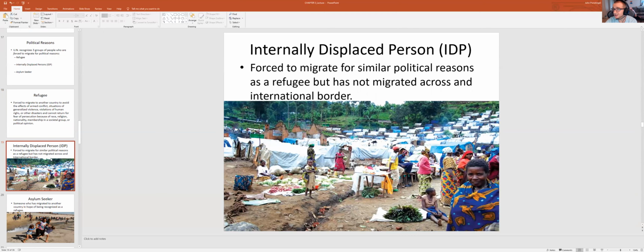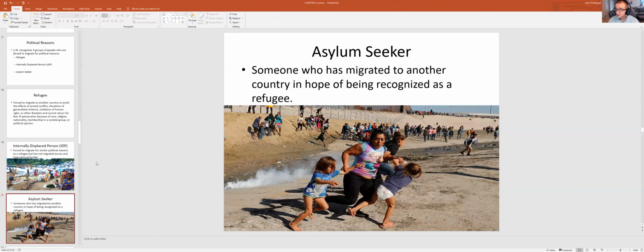But refugees are different than internally displaced persons. So the difference with a refugee is that they leave the country, right? They cross an international border, whereas internally displaced people are forced to move, but they stay within the same country. So internally displaced, that should give you your indicator right there, right? Internal, inside. Then there's an asylum seeker. So far, you have refugees, internally displaced persons, and asylum seekers. And yes, those are all different, right?